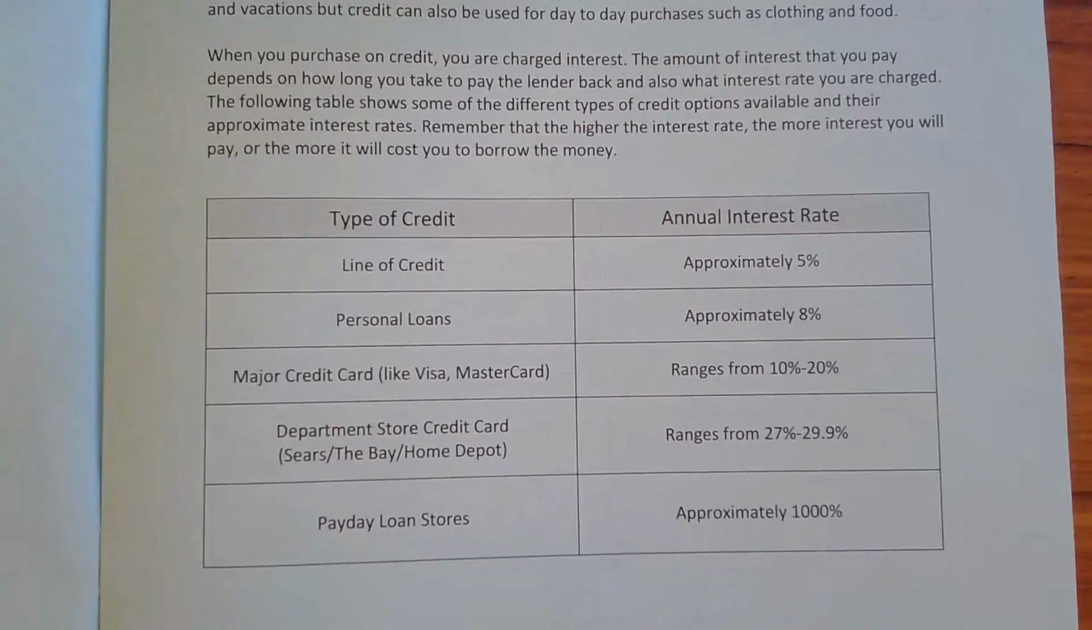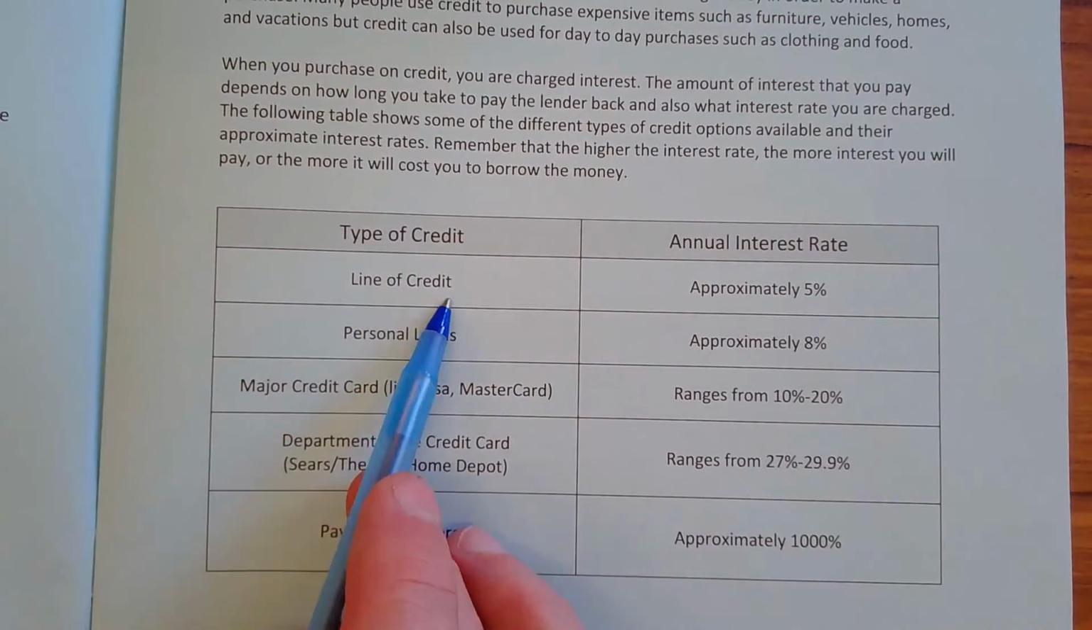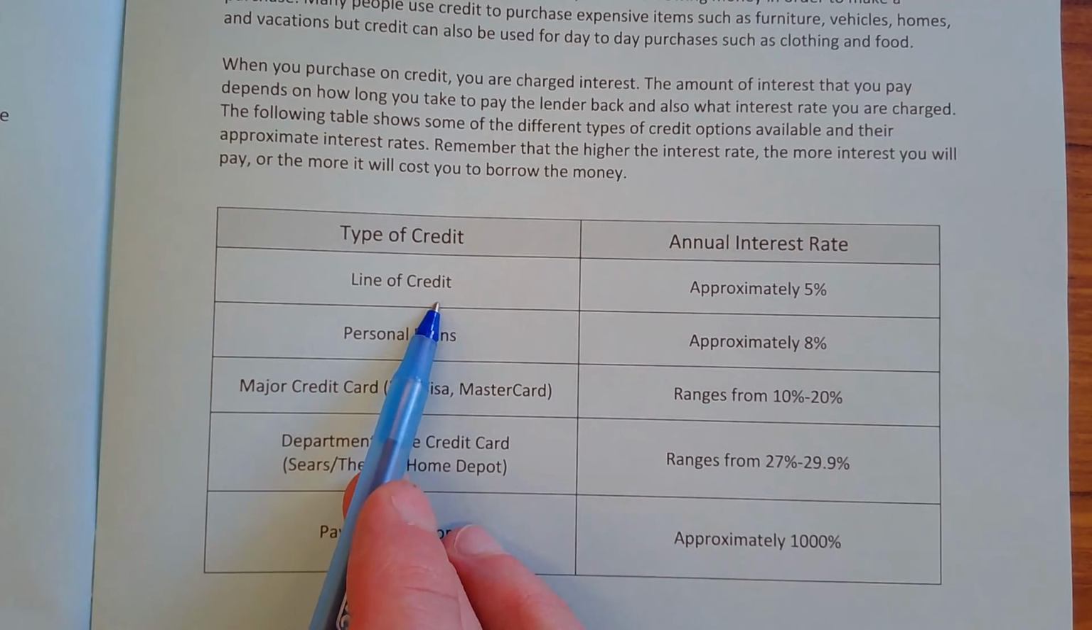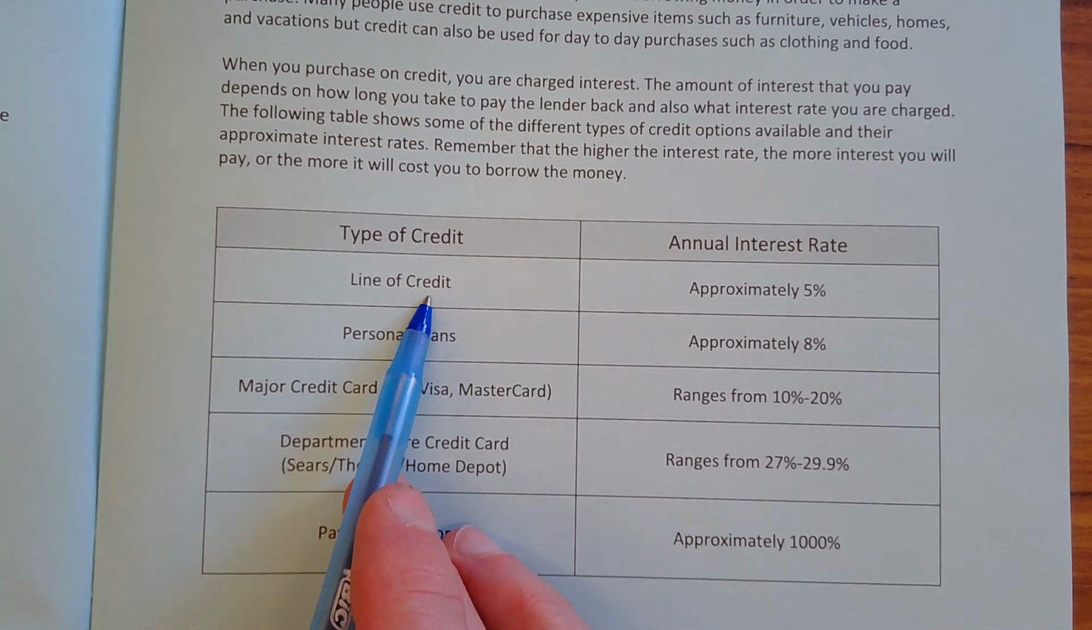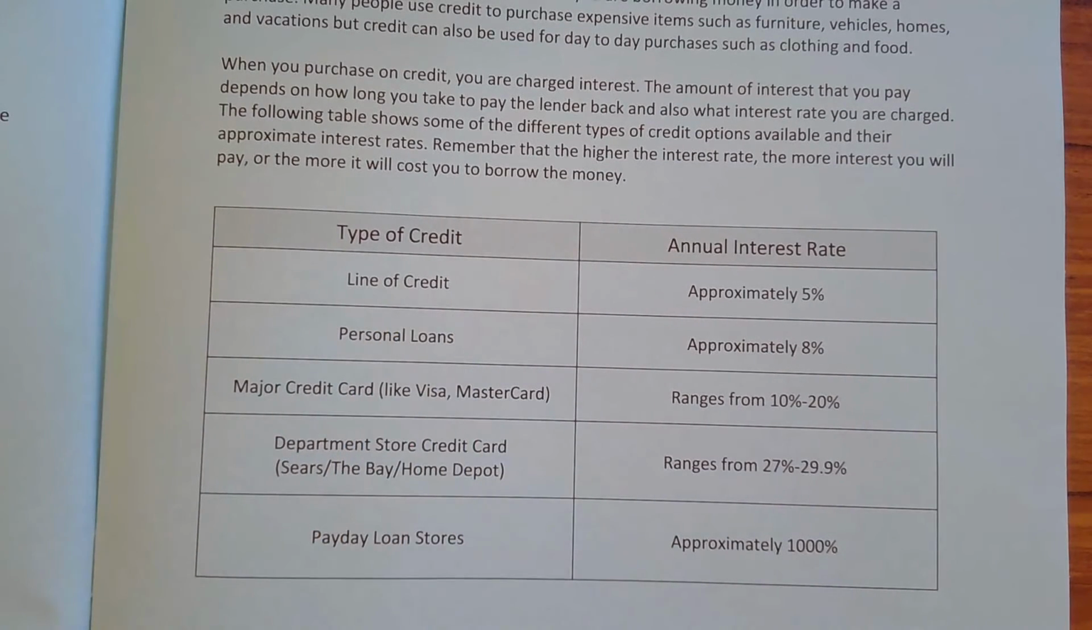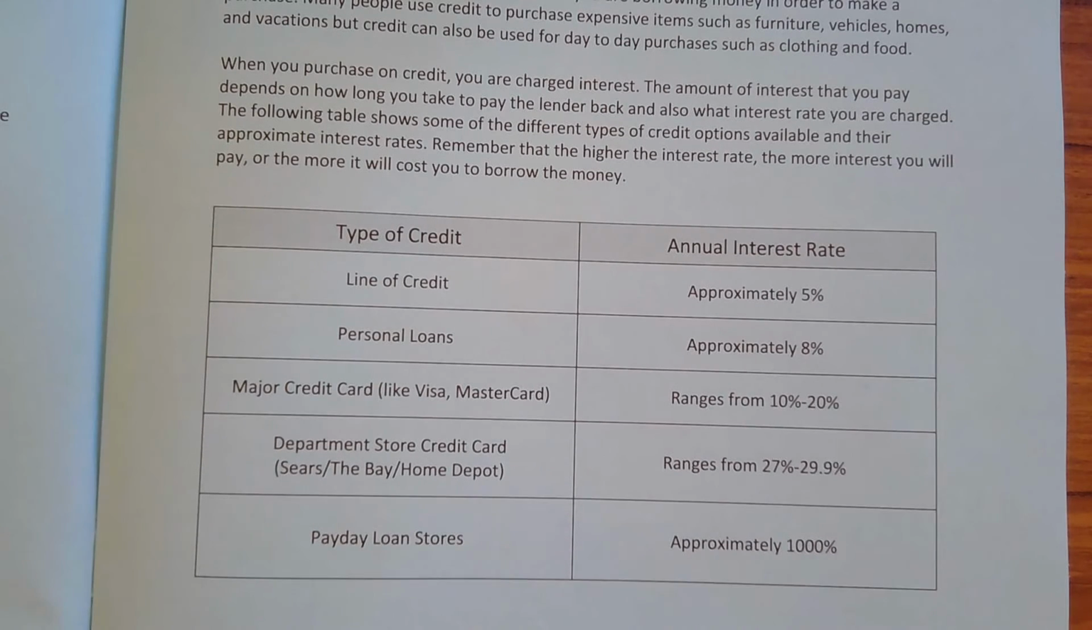Okay, so here are different kinds. There's a line of credit. Usually you don't get a line of credit until you have equity, which means you own a home or something like that. Because the bank will say, we'll give you a line of credit. Anytime you need money, you can just use it, and it's secured by your house, meaning if you don't pay it back, we're just going to take your house.